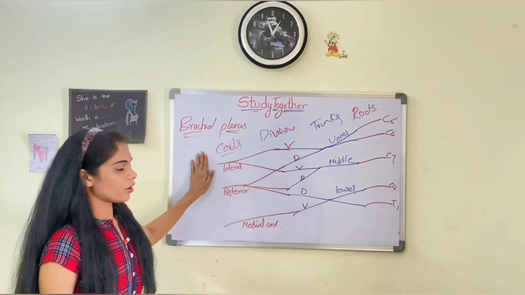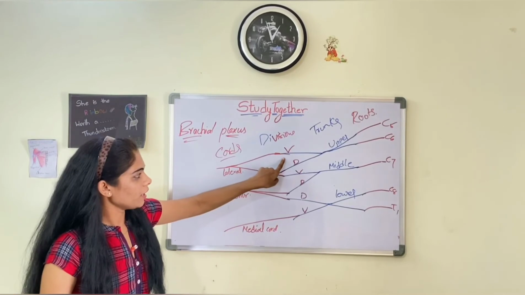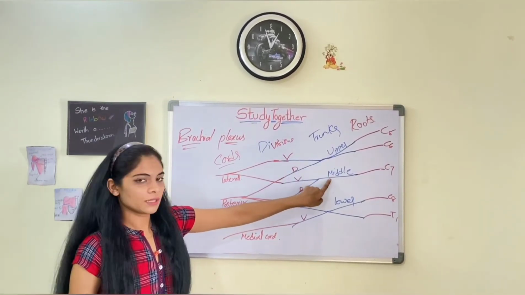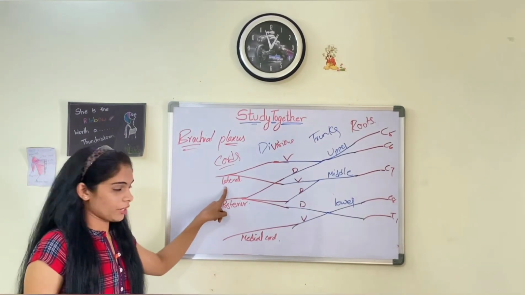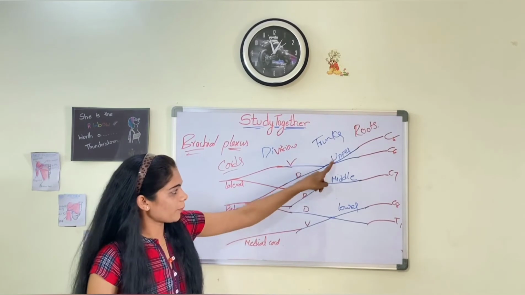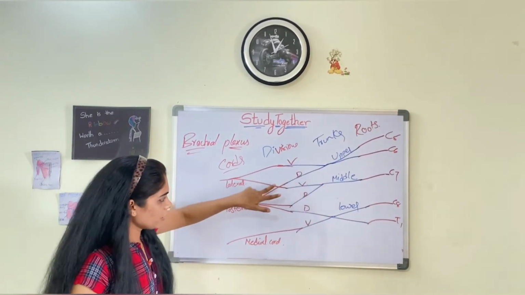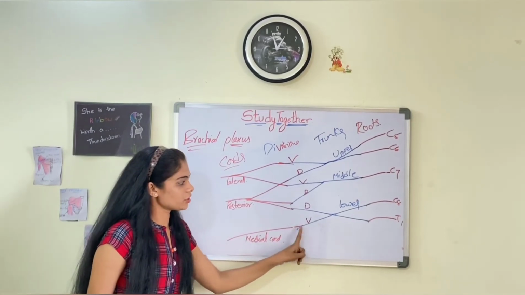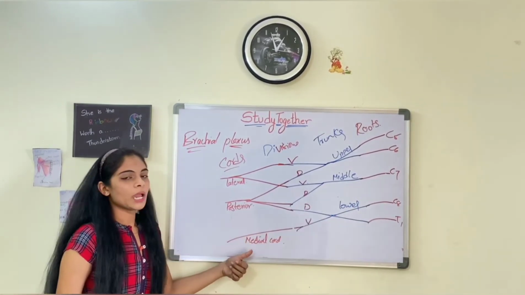Now, how are cords formed? The ventral divisions of the upper and middle trunks combine and form your lateral cord. Whereas the dorsal divisions of all the trunks, upper, middle and lower, form your posterior cord. The ventral division of your lower trunk forms your medial cord.